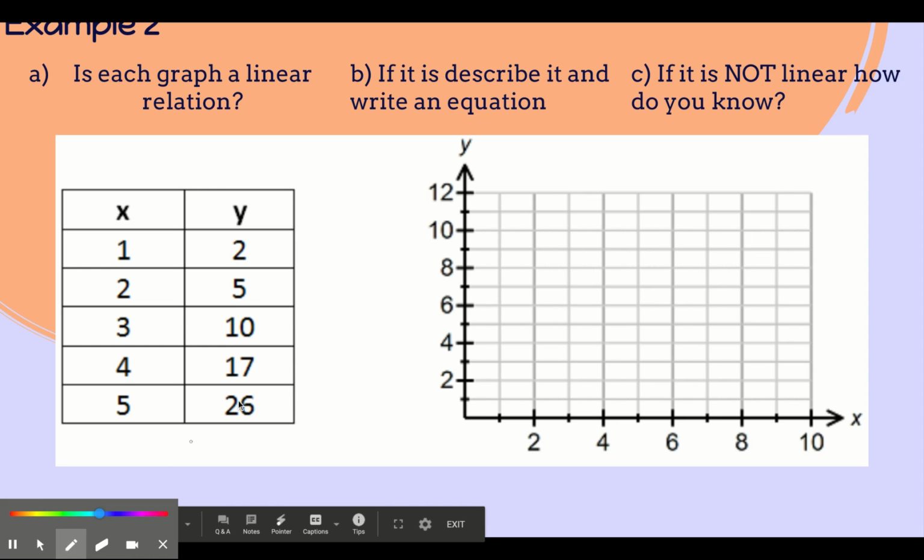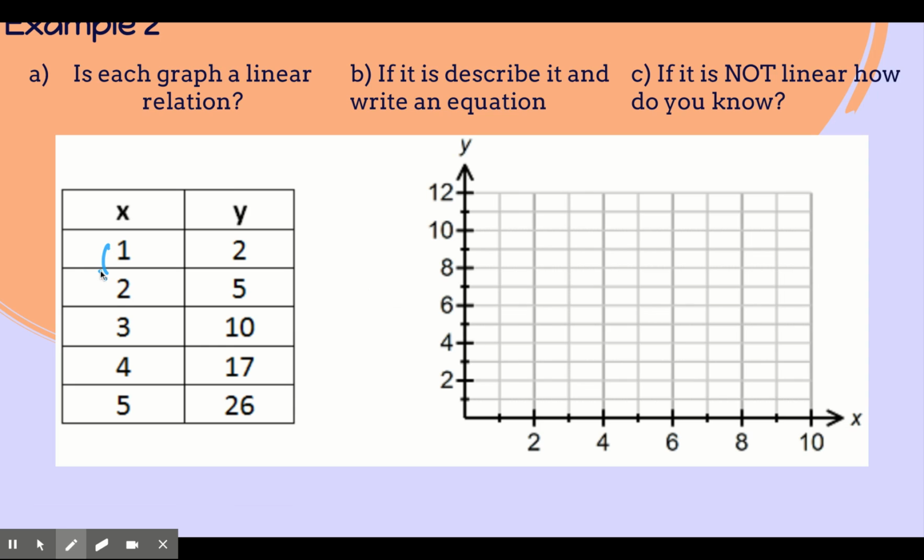Okay, so looking at this one. Is this graph a linear relation? Okay, so let's look at x. Plus 1, plus 1. So x is increasing by a constant change. Let's look at y. Plus 3, plus 5, plus 7, plus 9. Is this a constant amount? Well, no, this is 3, this is 5, this is 7. So this isn't a linear relation.